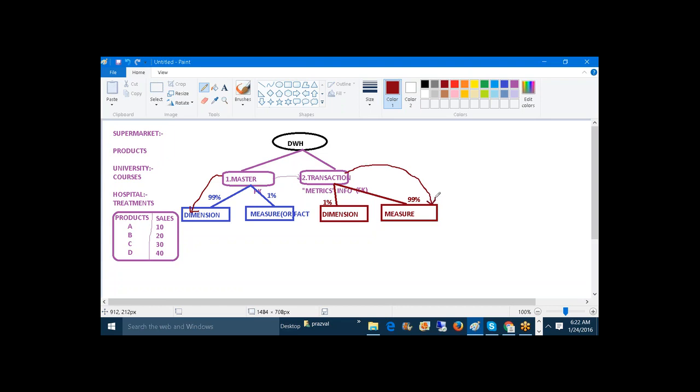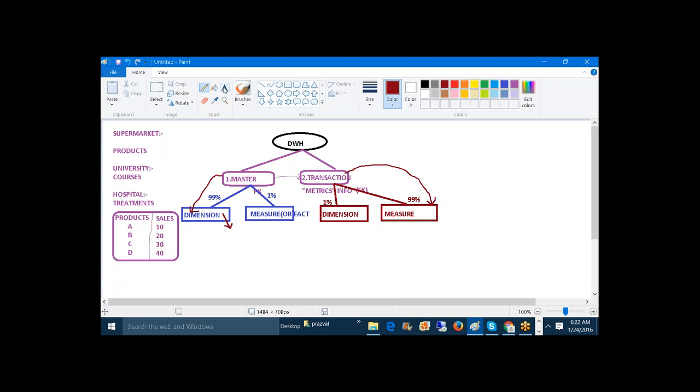Then what exactly does a dimension mean? How can we define the dimension? The dimension defines in which way or from which angle we want to analyze the business, or in which way we want to see the business.